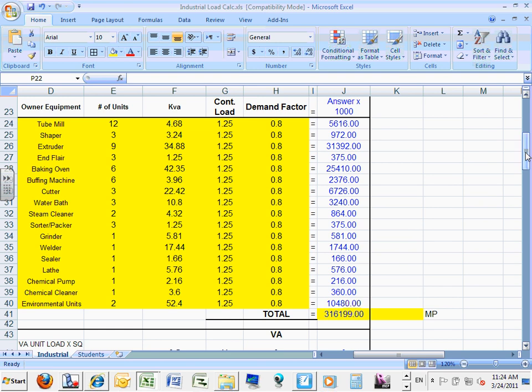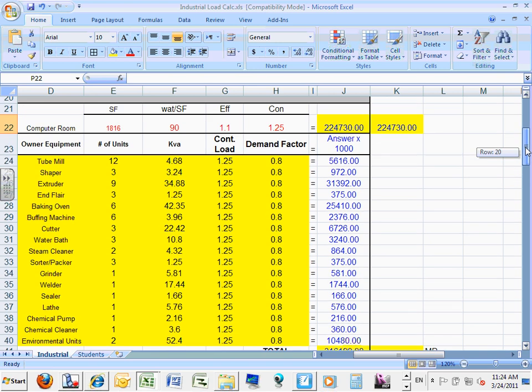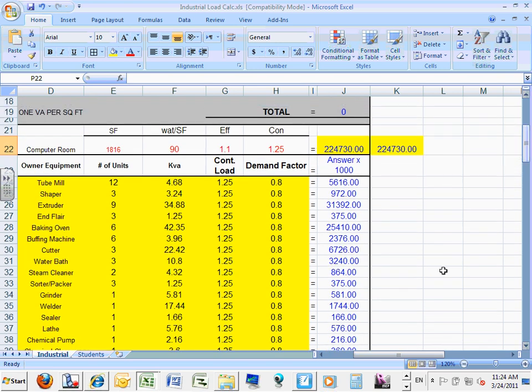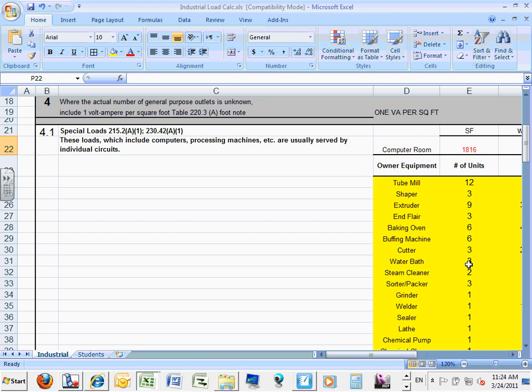Stealing numbers? Yep. Hey, thieves. I'm coming to the mechanical load, guys, in a second. Any question about the computer load? I'll get into that one in a second, Brad.